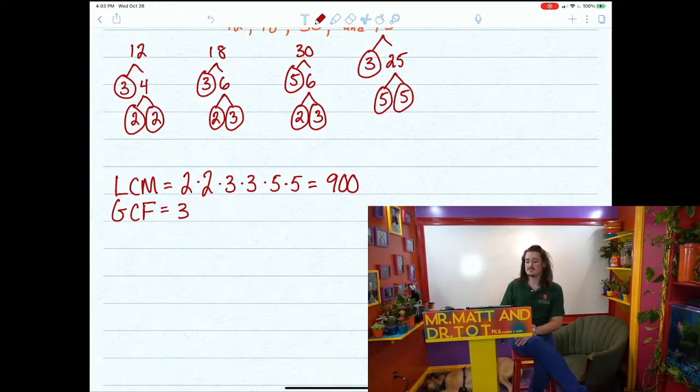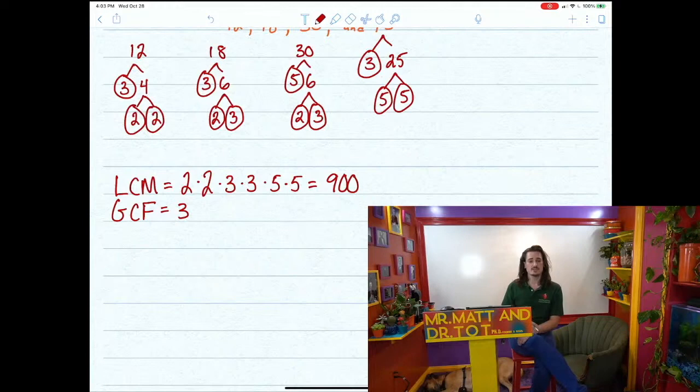And then 5. 5 is used 0 times in 12, 0 times in 18, 1 time in 30, and 2 times in 75. So 0 is the most number of times that 5 is used in any one factorization. So we are going to take 0 5s. So the GCF is 3.